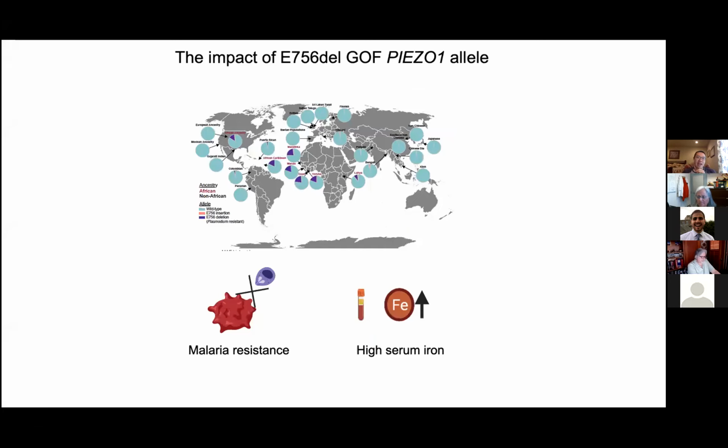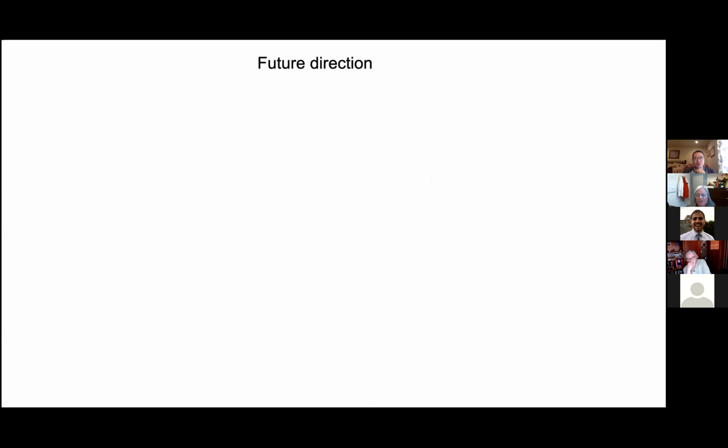Also, interestingly, I would think about the impact of this very common gain of function allele in African population, because this is very similar again to the malaria story, right? We observe that the gain of function PS1 mutation offers resistance to malaria, but as a trade-off, these individuals develop higher iron content in the blood. And one more important question is, are there more effects to be explored in these individuals who carry this common gain of function allele?